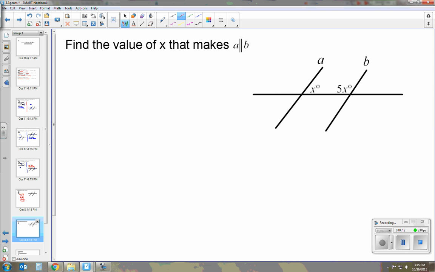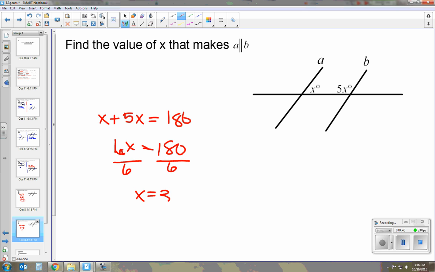Our last example says find the values of x that make A parallel to B. The two angle measurements they gave us are consecutive interior, and consecutive interior are 180 degrees. So what we have to do to make them parallel is x plus 5x equals 180 degrees. Combine like terms, we get 6x equals 180. Divide by 6, so x will equal 30.